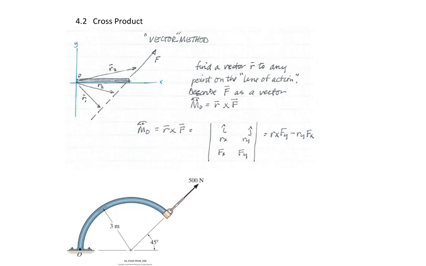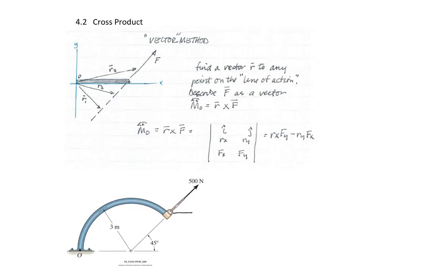Alright, so let's use that concept to come up with a vector description of some r vectors. And again, the r vector can be to any point along the line of action of the force. So here's the line of action of the force. First of all, let's find the vector description of our force. So we have a cosine 45, so I think we can just say that f is going to be equal to 500 cos 45 i plus 500 sine 45 j.